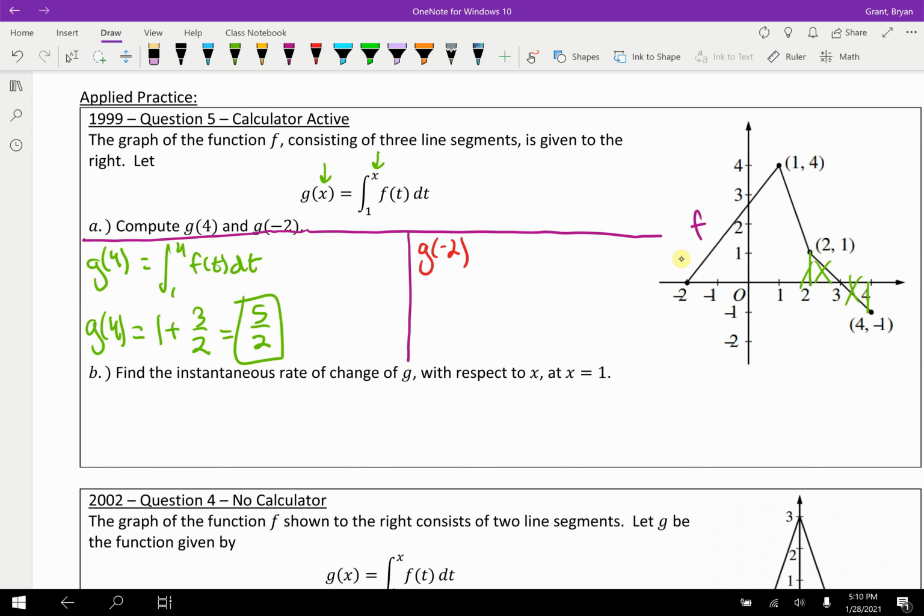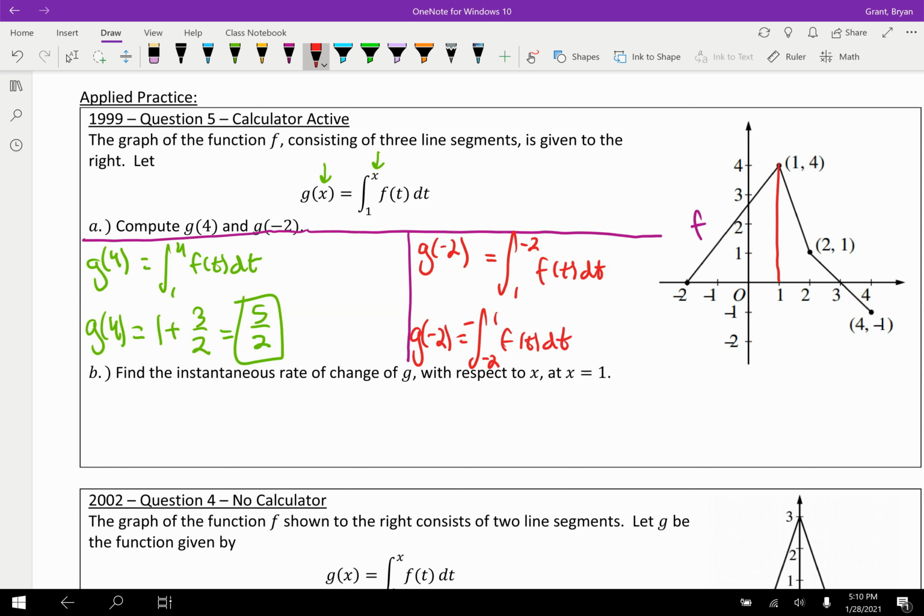All right, now we look at the other. G of negative 2, the integral from 1 to negative 2 f of t dt. So we are again starting at 1. But this is weird because now they want us to accumulate area up to negative 2. But negative 2 isn't forwards, negative 2 is backwards. And so I would really suggest if you get something like this that you switch your limits of integration. I think it'll make your life a little bit easier. So we'll go negative 2 to 1 f of t dt.